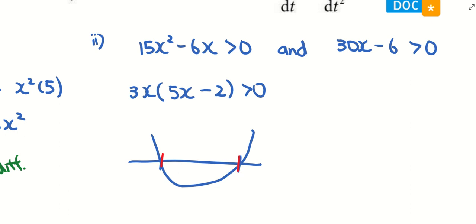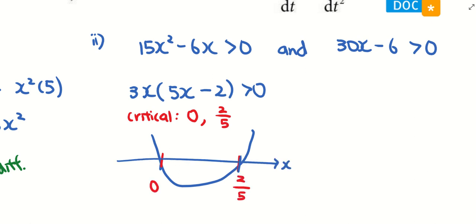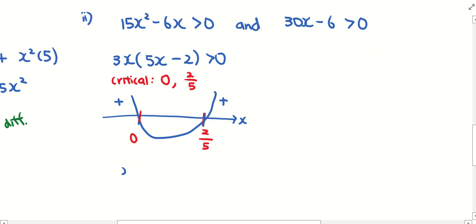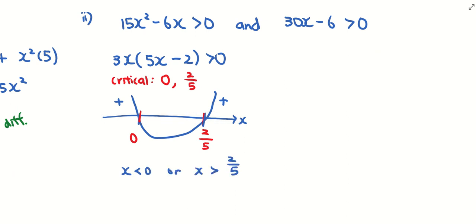What is the critical point? There are two critical values. Critical values, what does it mean? It means what is the value of x that makes the expression 0? The critical values are 0 and 2/5. Then remember, more than 0 means take the positive region. So it means that my x is less than 0 or x is more than 2/5.